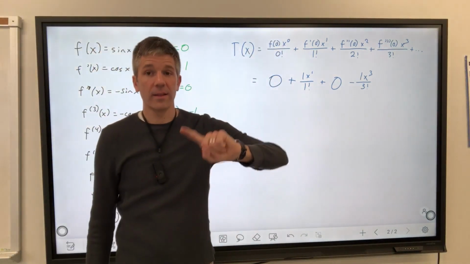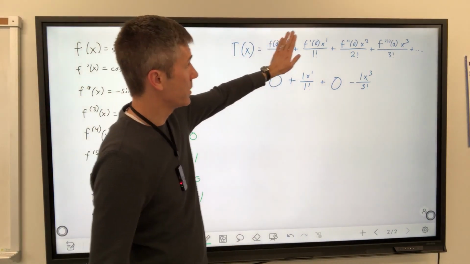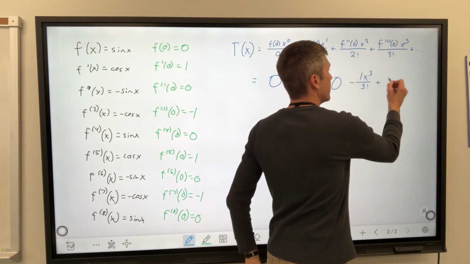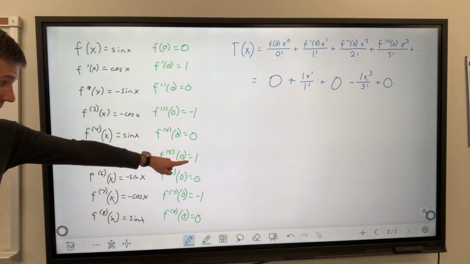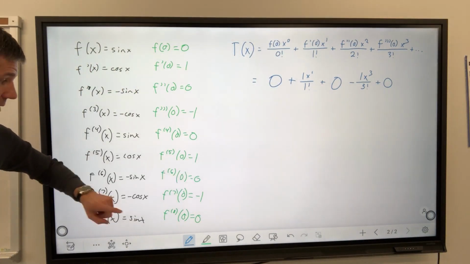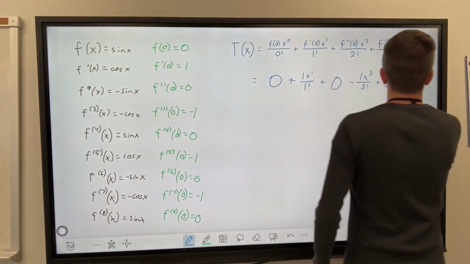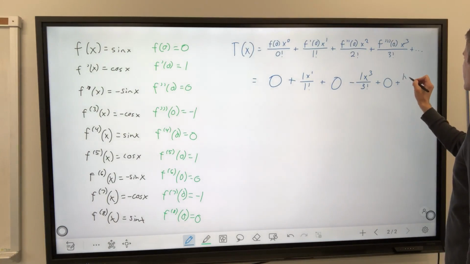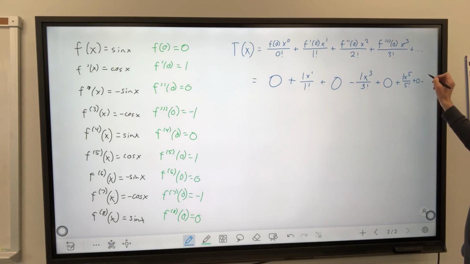Every even exponent term is 0. So gone, gone. X to the fourth is gone. X to the fifth is going to stay. X to the sixth is gone. X to the seventh is going to stay. X to the 8 is gone. X to the 9 is going to stay. So let's keep writing just a little bit. And I have 1 x to the 5th over 5 factorial, 0, and then we'll do one more, minus 1 x to the 7 over 7 factorial, and it keeps going, plus forever and ever and ever.